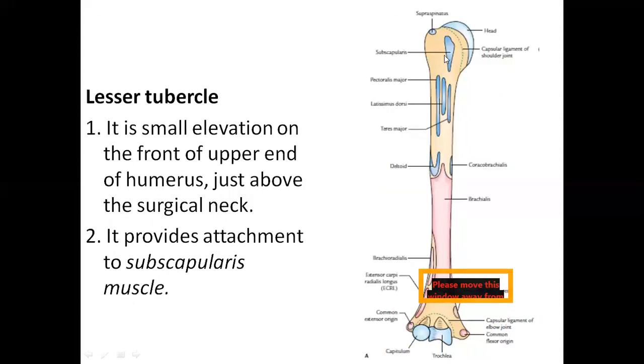Then the comparatively smaller elevation in front, which is more medial, is the lesser tubercle. Here one more muscle comes. The origin is in the subscapular fossa, which you have seen in the scapula bone. The insertion is here in the lesser tubercle. This is the subscapularis muscle.